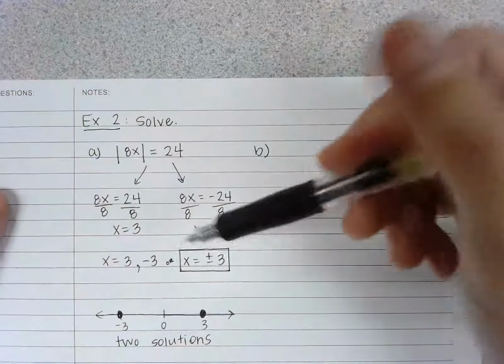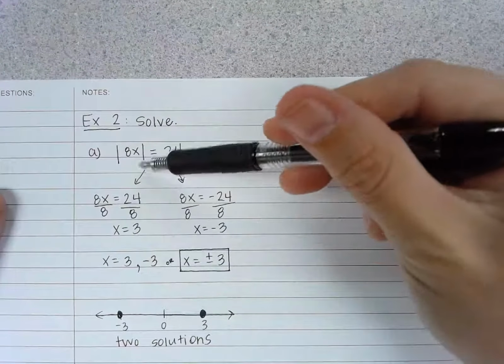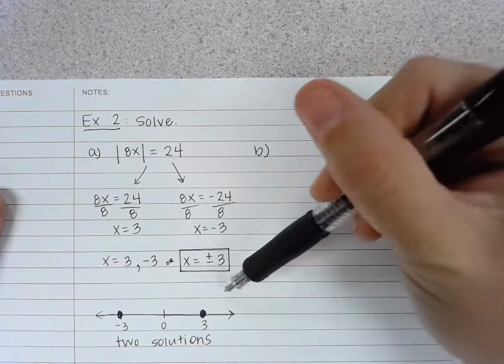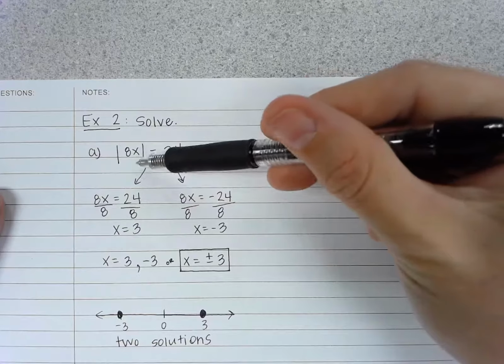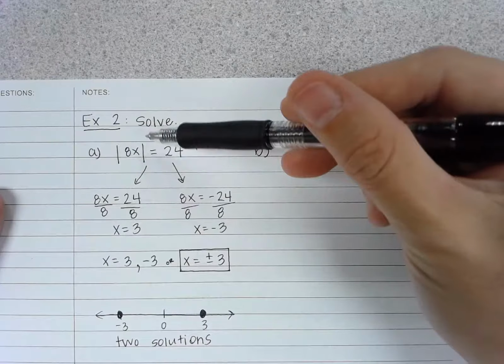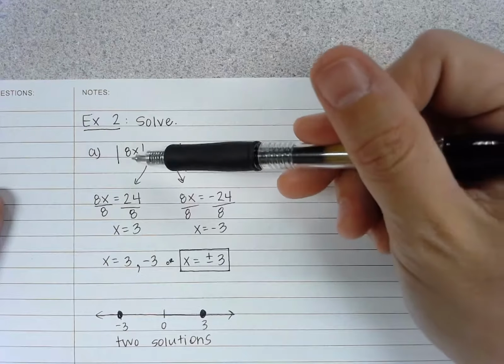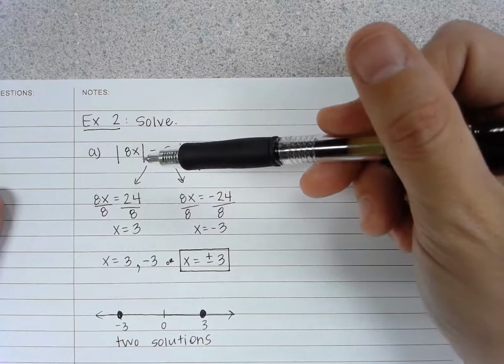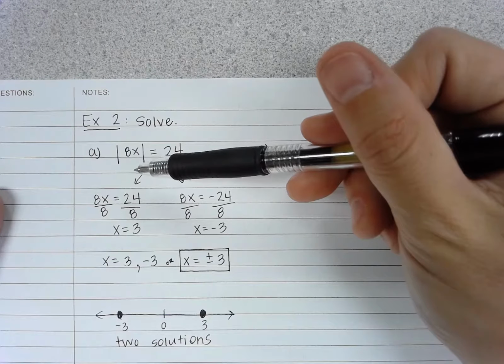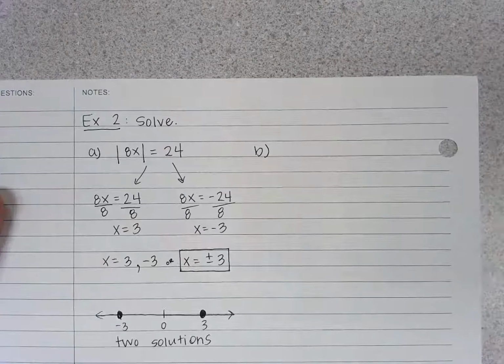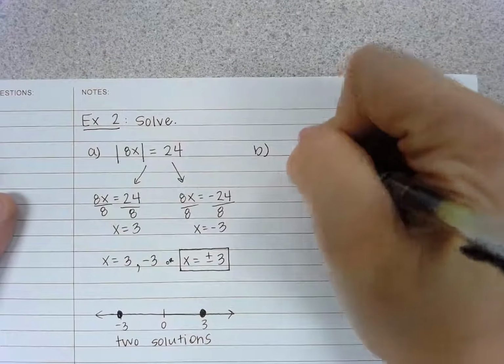Before we move on to B, if you plugged these numbers into the bars up here, you would find that both of them worked. If I plug in a 3, 8 times 3 is 24. The absolute value of 24 is 24. If I plug in a negative 3, 8 times negative 3 is negative 24. And then the absolute value of negative 24 is positive 24. And so it does work for both of them.